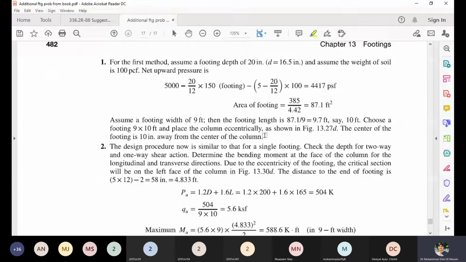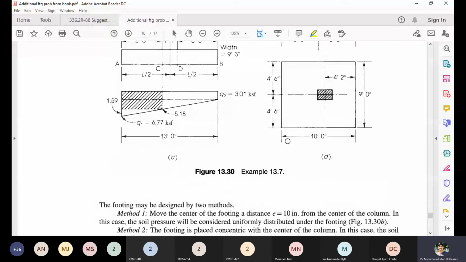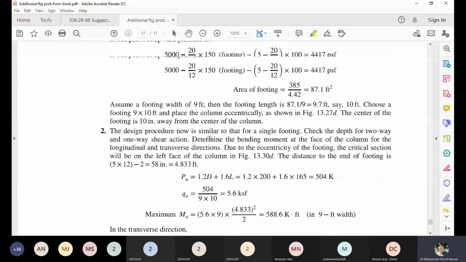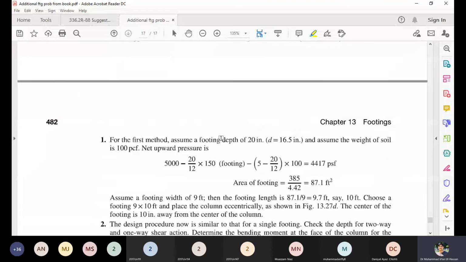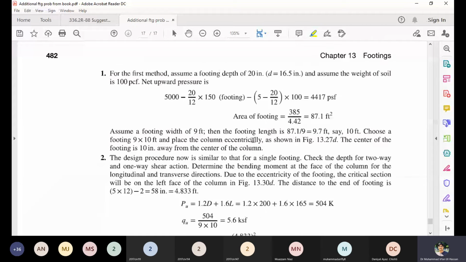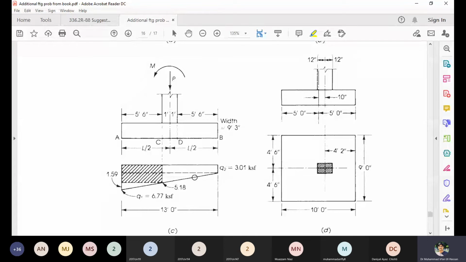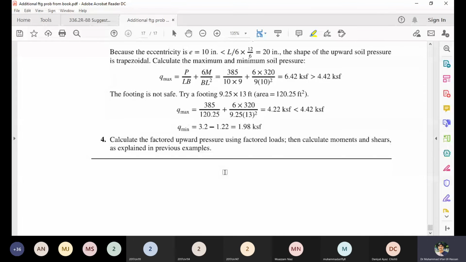So in that case, you are computing it, and all the pressure values, the UDL and the UVL, are computed now. And then the design procedure is the same, but the main point is the area should be accurate and the pressure diagram should be accurate. Then you are able to design the footing properly. So try working on these additional problems yourself, and then it will be easy for you to understand all the topics.